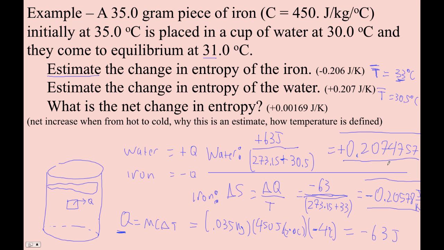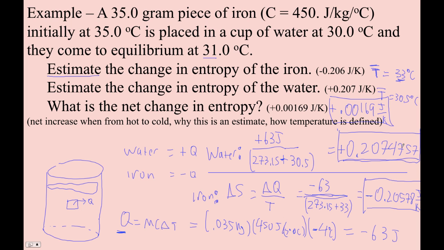But anyway, you can take a look at this. And then what is our net change? Well, we have to add these two together, right? So let's go that guy plus negative 0.20578147. And I get that if I add these guys together, this guy and this guy, I get 0.00169 joules per Kelvin, and that's a positive change in entropy.